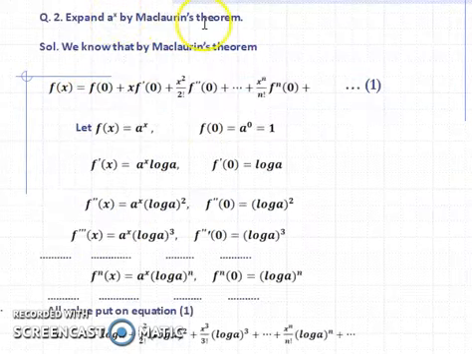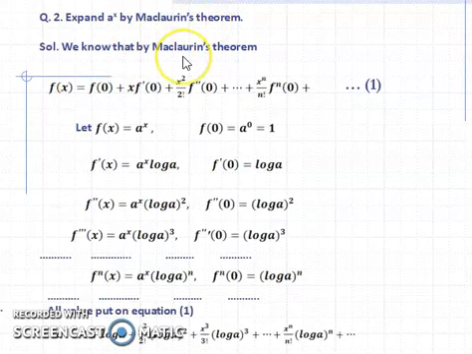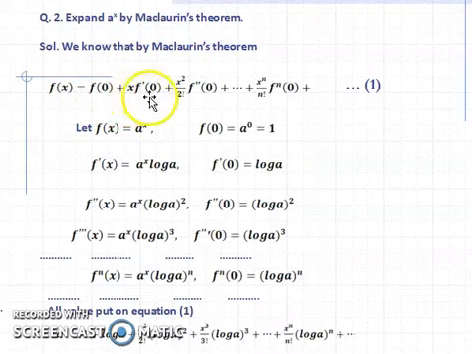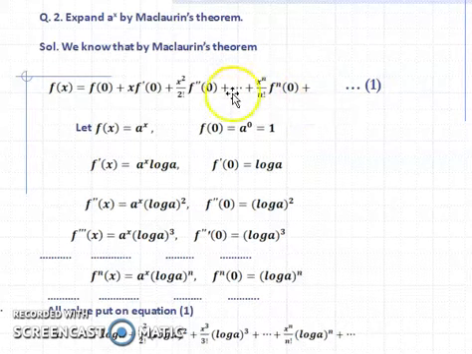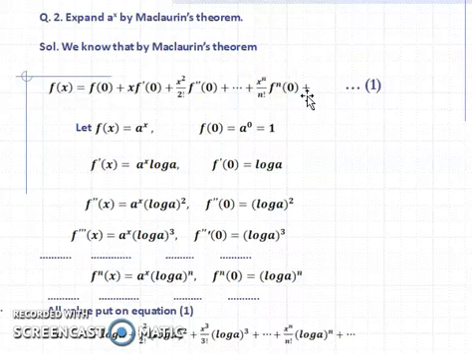Expand a to the power x by Maclaurin's theorem. We know the statement of Maclaurin's theorem: f(x) equal to f(0) plus x into f dash of 0 plus x square divided by factorial 2 into f double dash of 0 plus dot dot dot plus x to the power n divided by factorial n into f to the power n of 0 plus dot dot dot. So this is equation number 1. This is the statement of Maclaurin's theorem. Now let us start the solution.